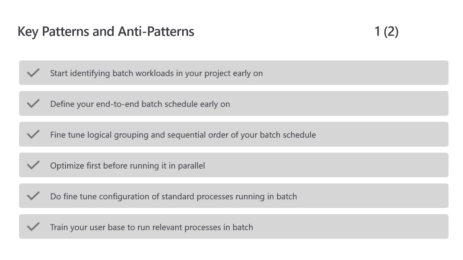Do fine-tune the configuration of standard processes running in batch as well. So it's not only about your custom code and your custom batch-enabled workloads, but as you tune code and design of your custom batch processes, you want also to fine-tune configuration of standard processes like release to warehouse, invoicing, or DMF with bundling, or even things like the index maintenance jobs. You want to fine-tune the execution and runtime of such.